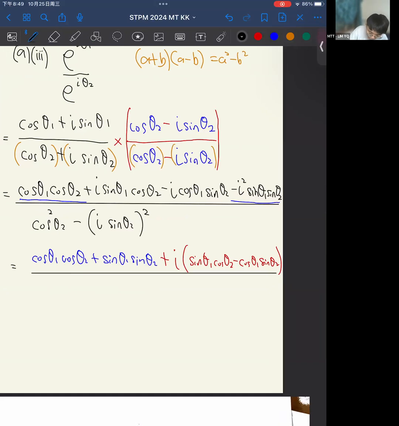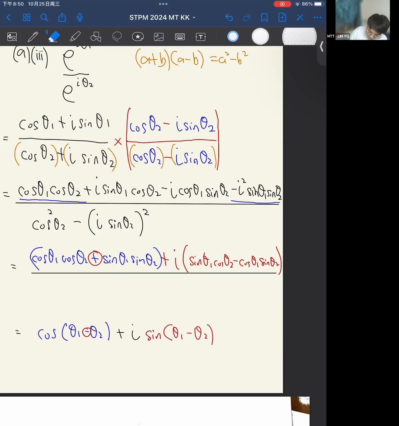I solve the upper part first, the denominator later. Now the upper part, again you use the addition formula, but now it's not addition, it's A minus B. Cos of theta 1 minus theta 2 becomes like this. When it is minus, the cosine formula becomes plus. Remember this formula? Plus i. For the sine one, when it is minus, it is still minus: sine A minus B. Okay, that is fine for the upper part.